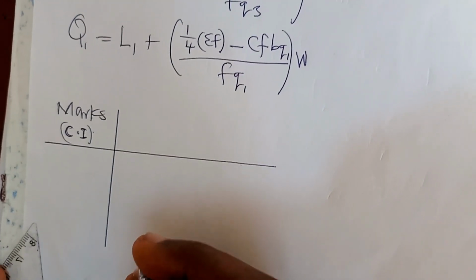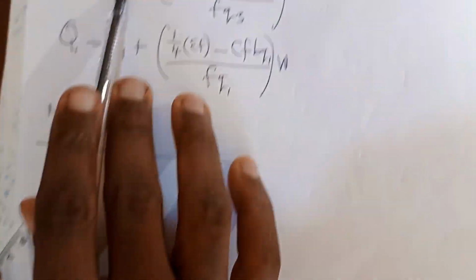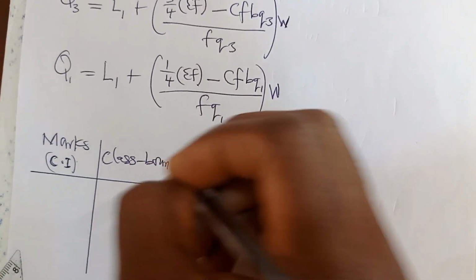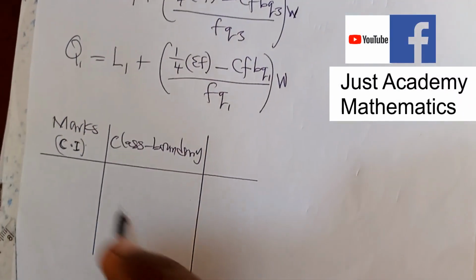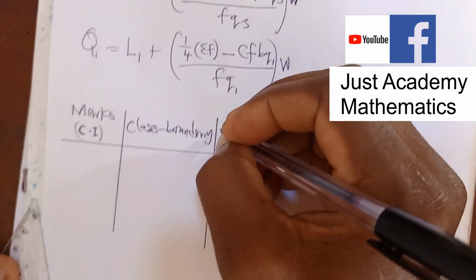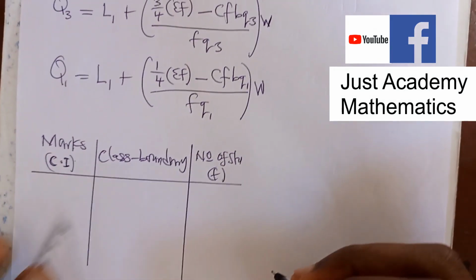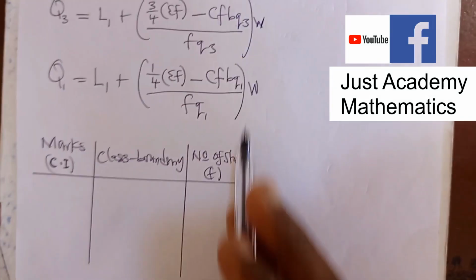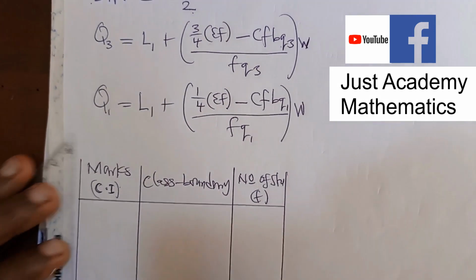Follow me now. After the class interval, we need what is called the class boundary, because of L1. Then after class boundary, the next thing we need is frequency, which is the number of students. Number of students here stands for frequency. If you like, you can add cumulative frequency, but we can get this without it, so let's forget about that one.